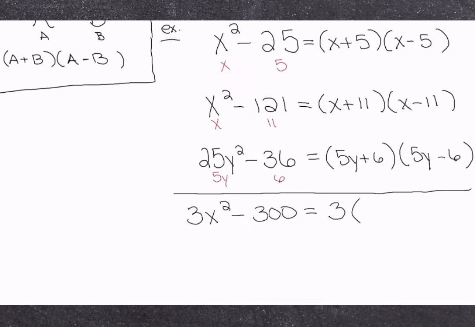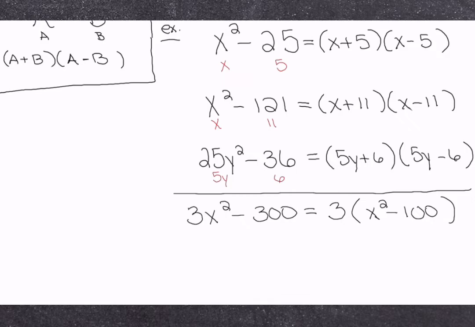Is there a variable in common? No variable in common. We only have the x squared, but it's not in both of the terms. So let's write what we have left in the parentheses: x squared, and then minus 100, because 300 divided by 3.